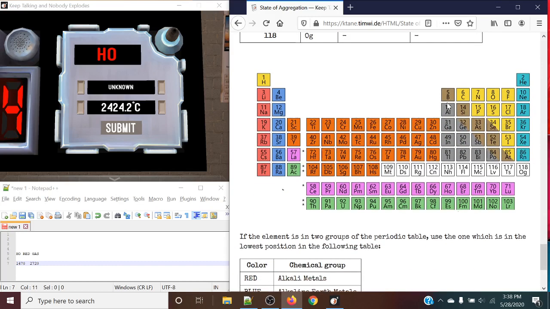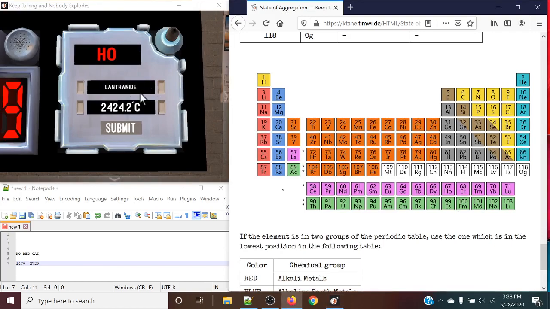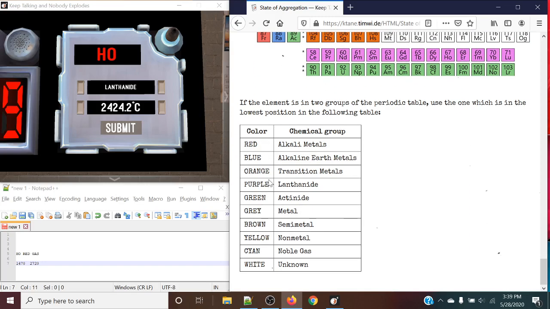For the top little bit right here, we're going to put this element into its right chemical group, based off of where it is on this chart and what color the actual element is. We said our element was 67, and 67 is going to be down here in this little bottom row, and that has sort of a purple color. There's no magenta on here, it's just referred to as purple. We're going to set this little top part to lanthanide, because that's what the element is. That's the first part of the module.